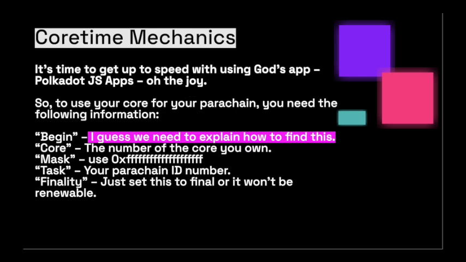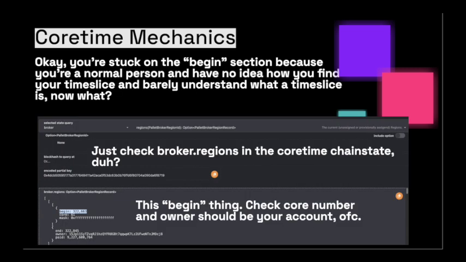Now, again, we need to get up to speed with using God's app, which is Polkadot.js apps. So in order to assign your core to your parachain, you need to know these things. So begin, which we'll go through how to find in the next slide. You have the core, which is the number of the core that you own. You can find that on RegionX or probably in Extrinsics or Subscan, something like that. Mask, you use 0x19fs. The task is your parachain ID number. And finality, just set that to final. If you don't, then it's not renewable, and you probably want it to be renewable because we're talking about that.